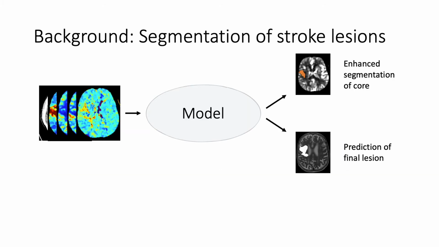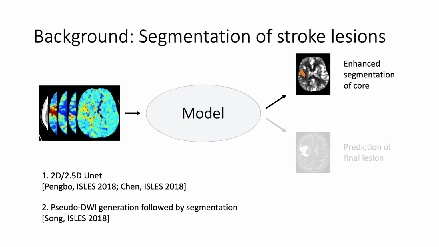In recent years, many machine learning models have been developed to address these issues. In other words, to go further than just threshold-based segmentation of the core and also to predict the extent of the final lesions. Although most work on the segmentation of the core has been done on diffusion weighted imaging in MRI, since the release of the ISLES 2018 dataset 2 years ago, there have been some great submissions in this field. Most rely on a UNet backbone and try to segment the core based on perfusion CT imaging.